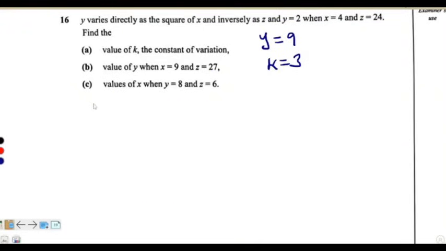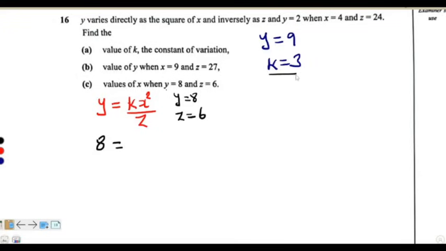Let us now find the last question. We now come to question C right here. Find the values of x when y is equal to 8, z is equal to 6. So we know the variation that we are using is y is equal to kx squared over z. So here where there is y, you are going to put 8 because y is equal to 8. Where there is z, you are going to put a 6. So we are going to have two possible values of x because they have said find the values of x. So we are going to say 8 is equal to k, which is 3 that we answered, the constant.